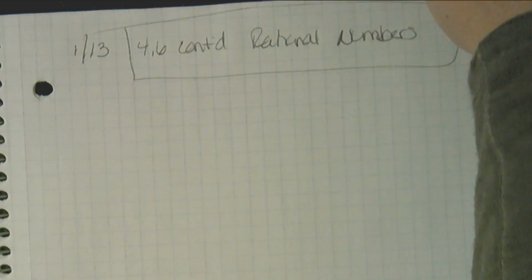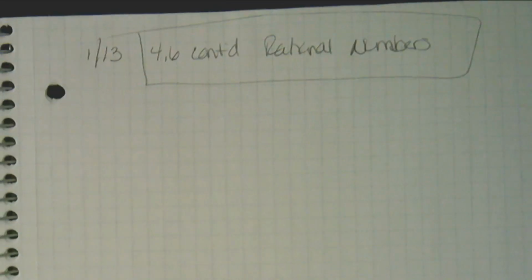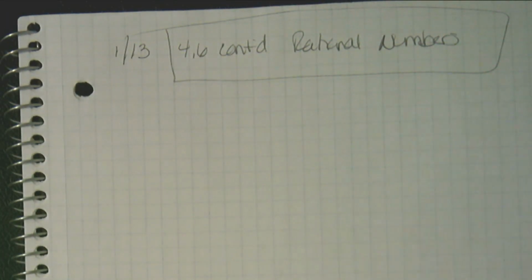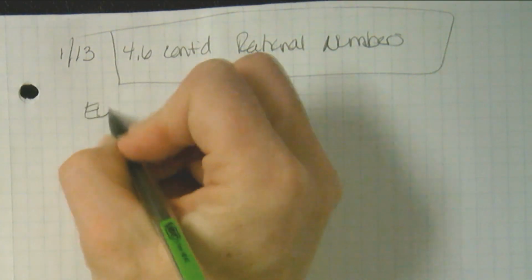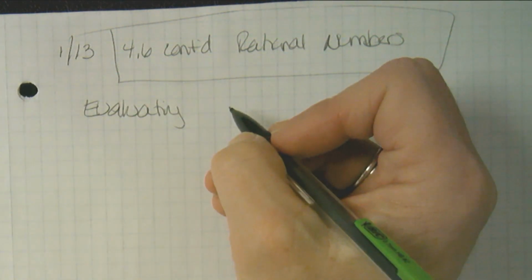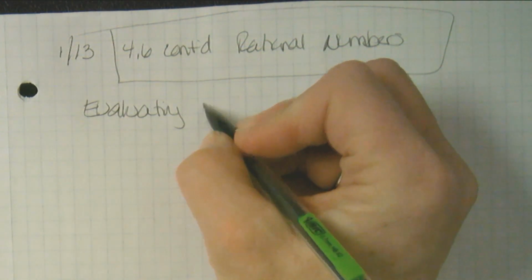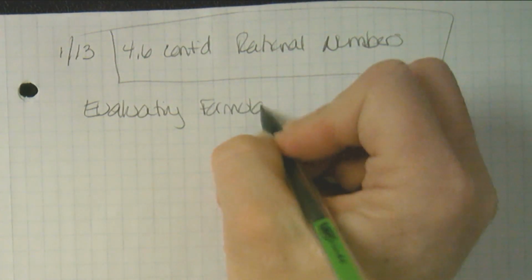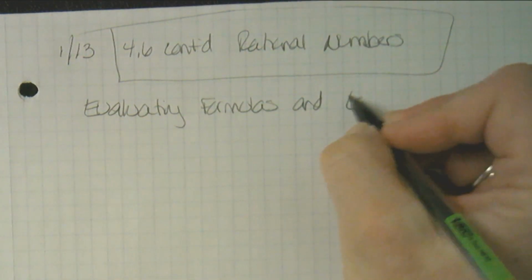All right, so today is the 13th. We're still in 4.6, so 4.6 continued. We're still talking about rational numbers. All right, so now what we're going to be focusing on is evaluating formulas and expressions.